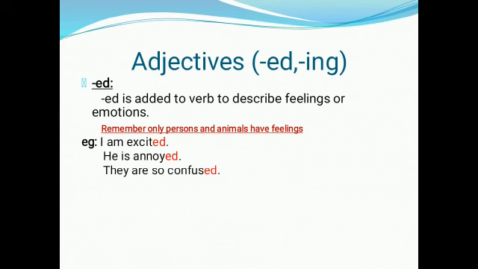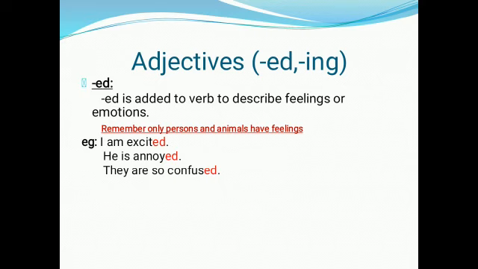Look at these three examples. I am excited. Now you can see, I am excited. I'm not exciting here. The word is excited. Ed is added. It means the word is describing my feelings. How am I feeling right now? I am feeling excited. Let's see another example.